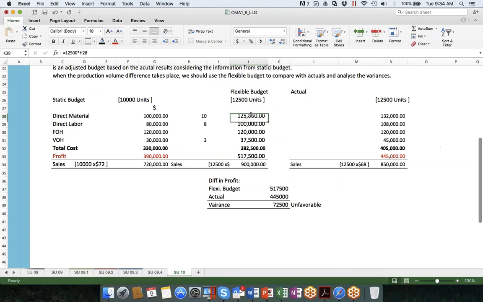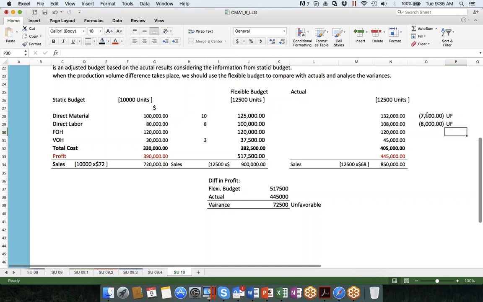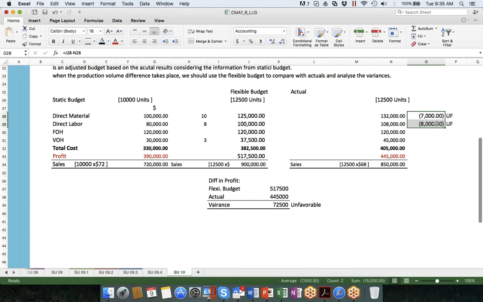In the case of direct material, how much is it supposed to be? 125,000. How much is this? 132,000. So the cost should have been 125, but the actual cost is 132. It is unfavorable. So you can write UF, or adverse, you can write a letter A. Then direct labor. How much should the cost have been? 100,000. What is the actual cost? 108. So unfavorable variance of 8,000. These unfavorable variances are the reasons for the difference in these profits.